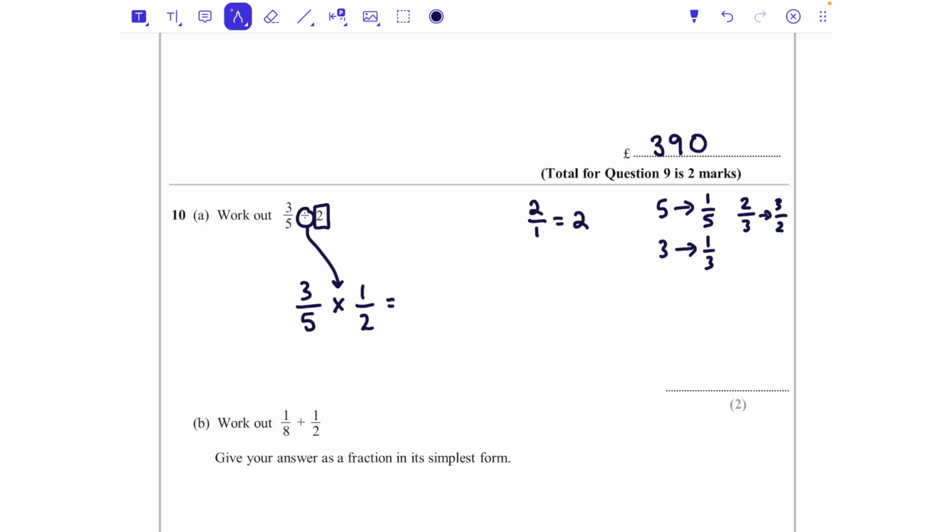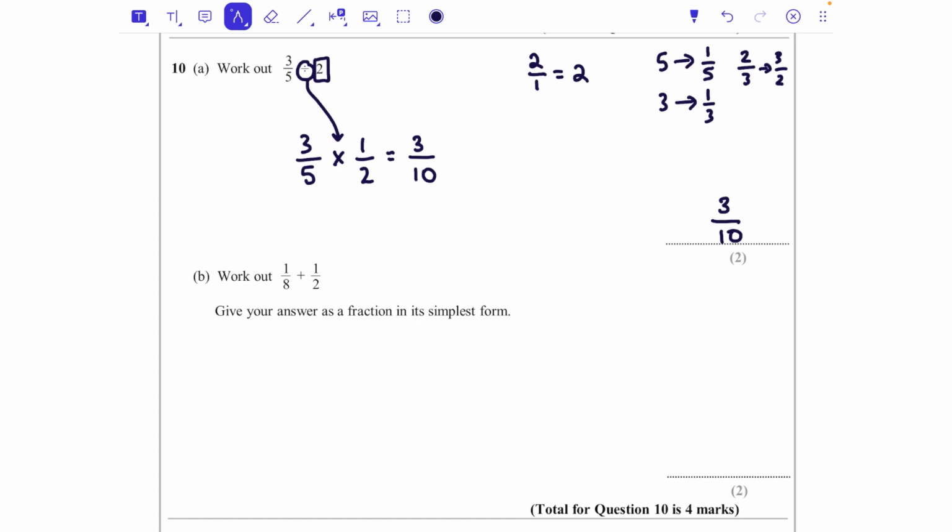And what happens now is we can do the top number times the top number, so 3 times 1 is 3, and the bottom number times the bottom number, so 5 times 2 is 10, and that's our final answer, 3 over 10. Part B, we've got to work out 1 over 8, add 1 over 2.